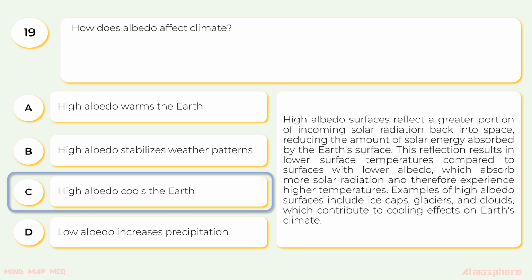absorbed by Earth's surface. This reflection results in lower surface temperatures compared to surfaces with lower albedo, which absorb more solar radiation and therefore experience higher temperatures. Examples of high albedo surfaces include ice caps, glaciers, and clouds, which contribute to cooling effects on Earth's climate.